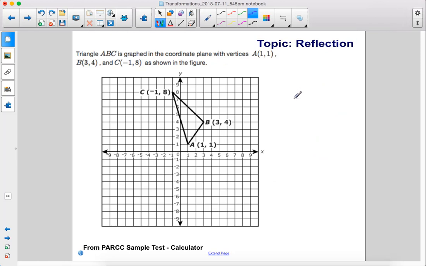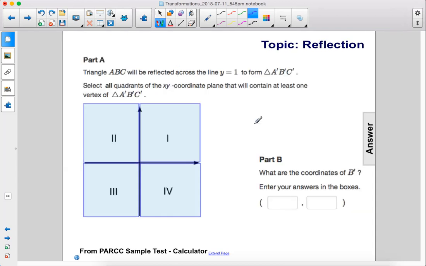Triangle ABC is graphed in the coordinate plane with vertices A at (1, 1), B at (3, 4), and C at (-1, 8) as shown in the figure. Part A. Triangle ABC will be reflected across the line y = 1 to form triangle A'B'C'. Select all quadrants of the xy coordinate plane that will contain at least one vertex of triangle A'B'C'.